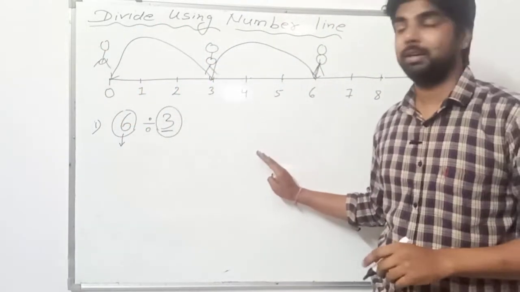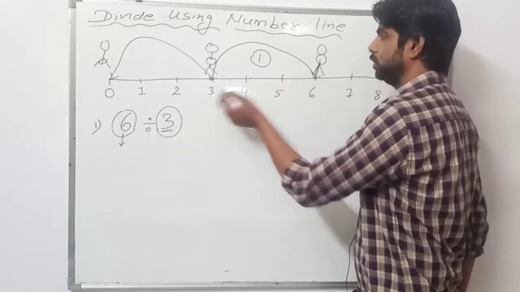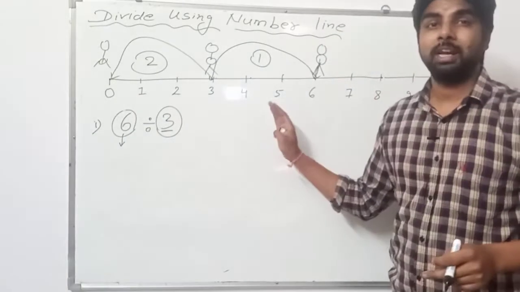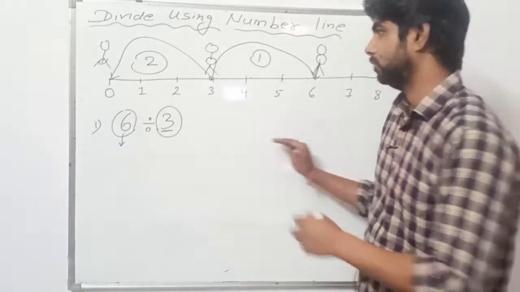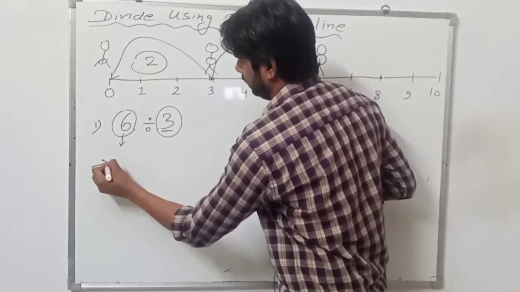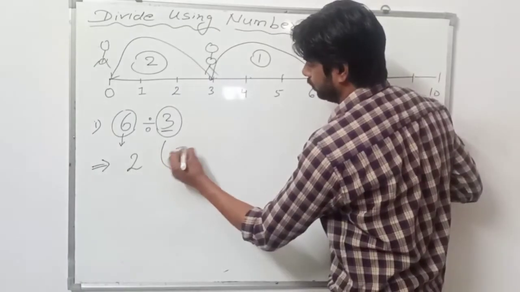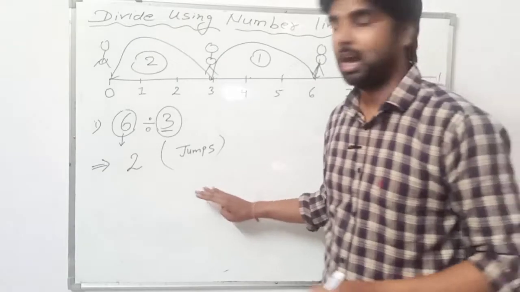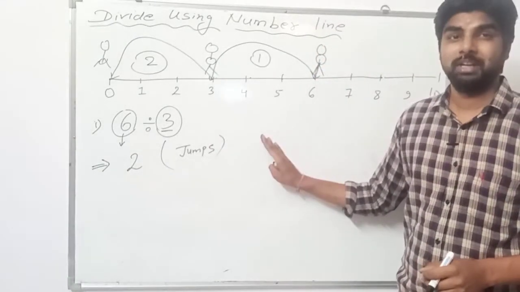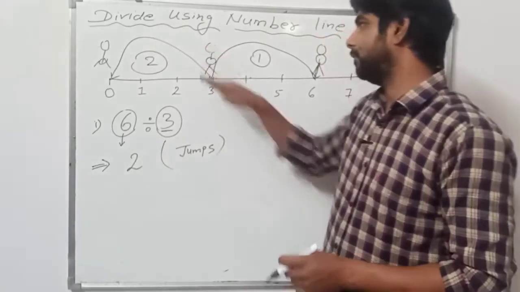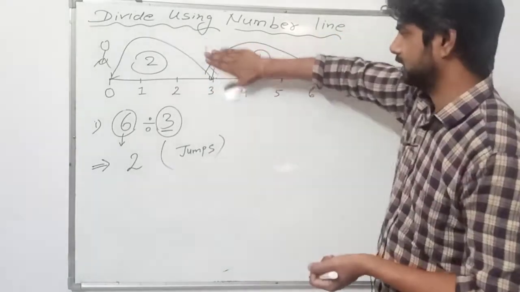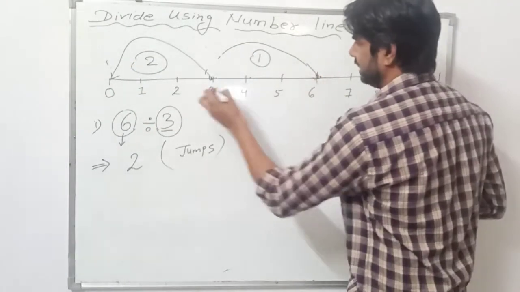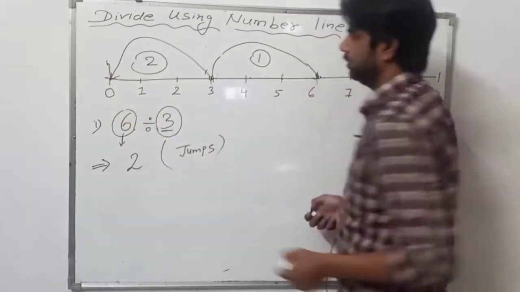So how many jumps have we done? The first jump we have taken from 6 to 3, and the second jump we have taken from 3 to 0. So the number of jumps is known as our quotient. This is how we can solve. So the result is 2. The total number of jumps is the result of the division. You don't have to make these diagrams or toys, you only have to make lines like this: 6, 3 and 0.